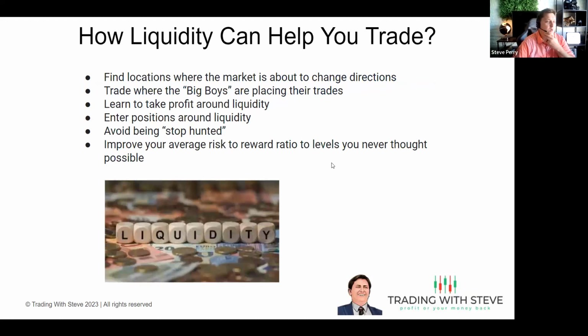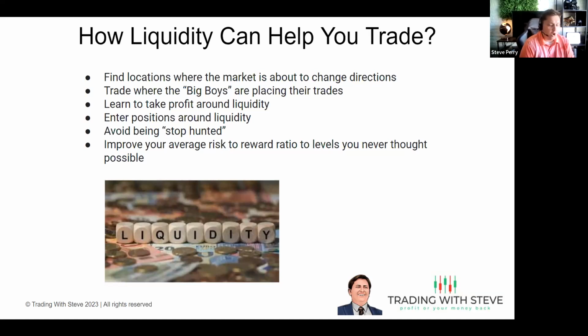All right, how can liquidity help you trade? It'll help you find locations where the market is about to change directions, which is huge because if you can identify those things, that helps you take profits, know when to stop out, when to enter for a buy, when to enter for a sell. It also will help you trade where the big boys, quote unquote, are taking trades, right? Like I said, it'll help you take profits and exit when you need to take a loss.